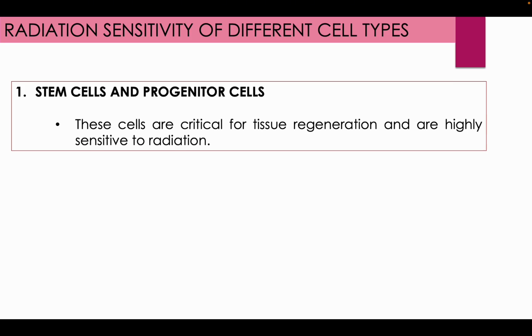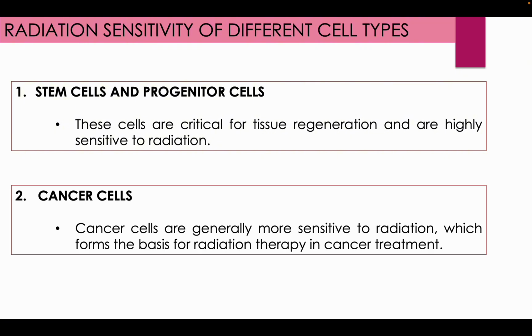And the second cell type is the cancer cells. Due to their rapid proliferation, cancer cells are generally more sensitive to radiation, which forms the basis for radiation therapy in cancer treatment. Now, how about the tissue and also the organ effects due to radiation exposure?